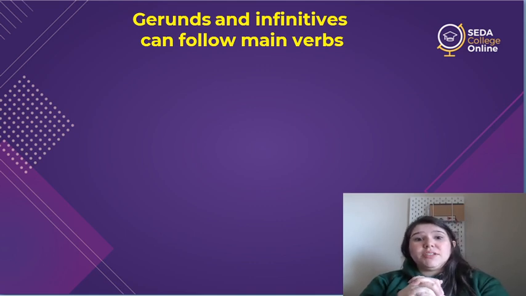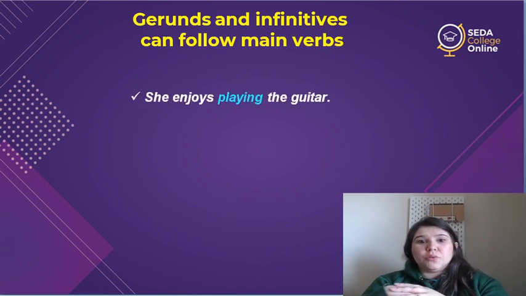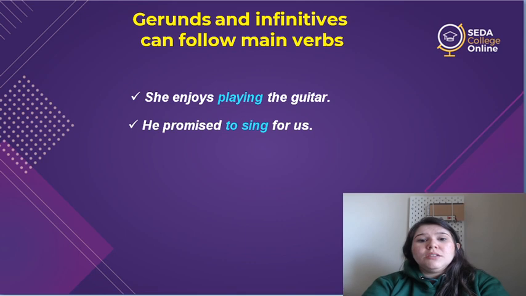So let's start talking about main verbs. Gerunds and infinitives can follow main verbs. And how so? Example: she enjoys playing the guitar. In this case, the main verb is enjoy and the gerund is following the main verb. Another one: he promised to sing for us. So again, promise is the main verb here, and "to sing" is following the verb promised. Okay?